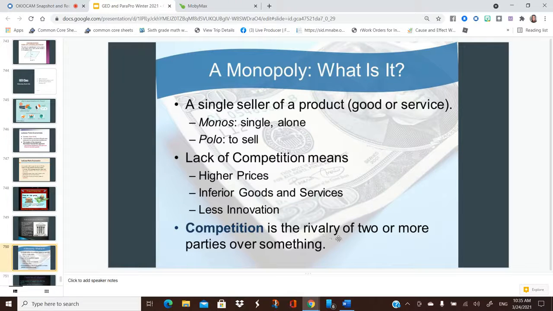Competition is the rivalry of two or more parties over something. So competition between businesses is really good because it's going to keep our prices lower and it's going to make these companies compete with each other to make new and better quality and new functions in their products.